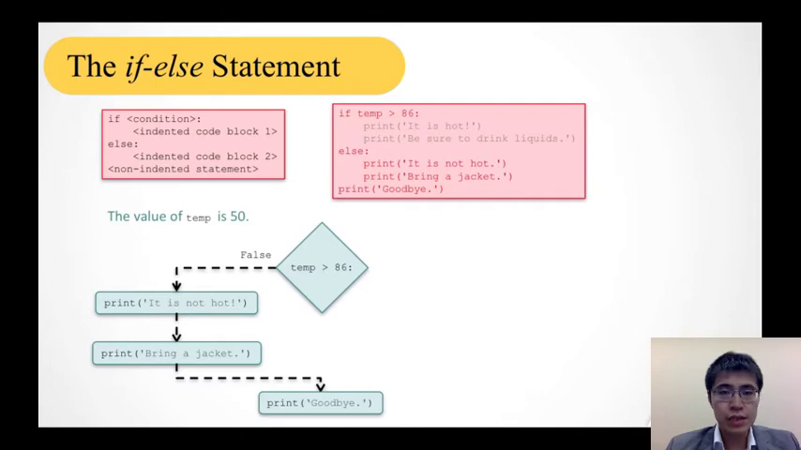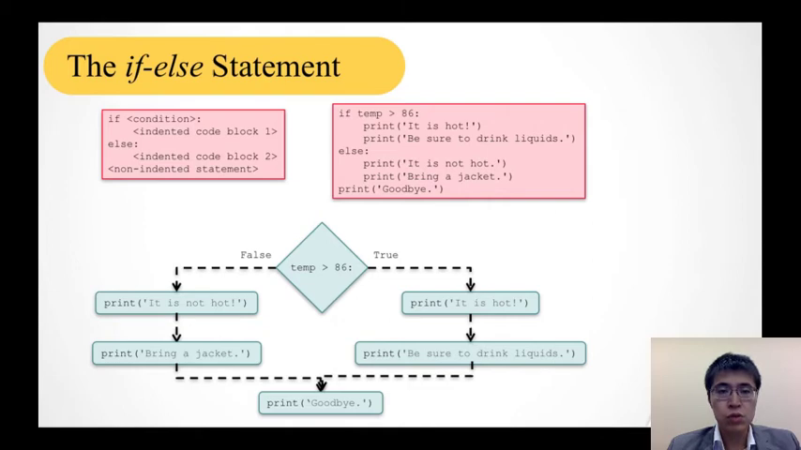If the temperature is low, we check the condition first, and we see the condition is false. So we jump over the first block, we fall into the second block. We show the message it is not hot, bring a jacket, and then at the end, we will always show goodbye. Goodbye is not in this if-else statement because it is not with the indentation.